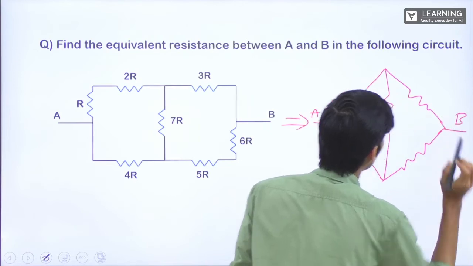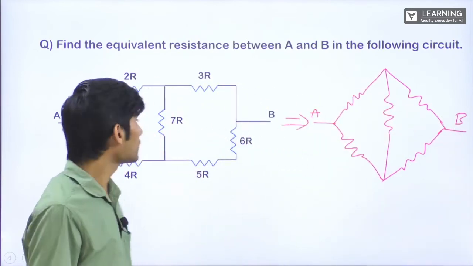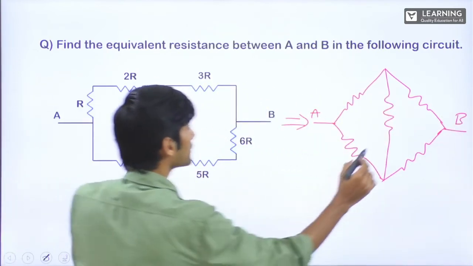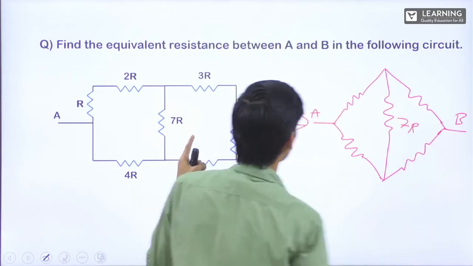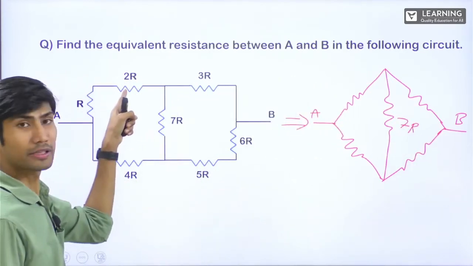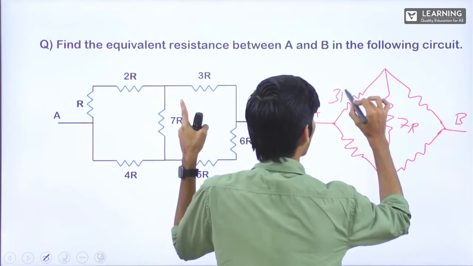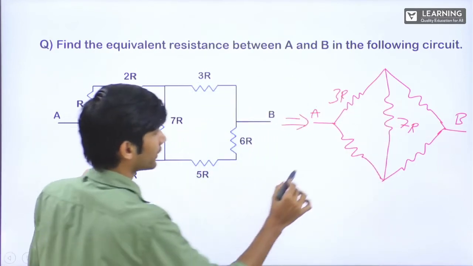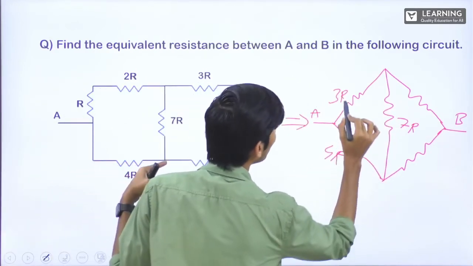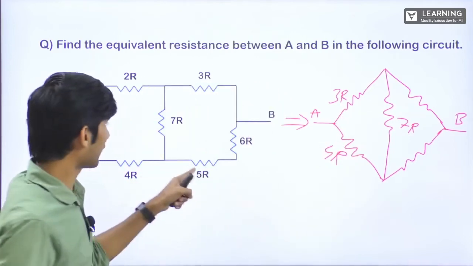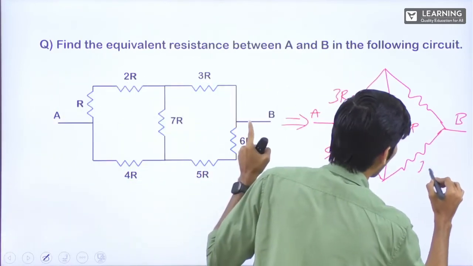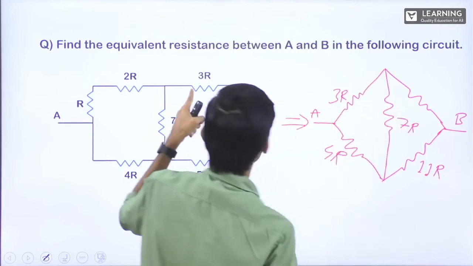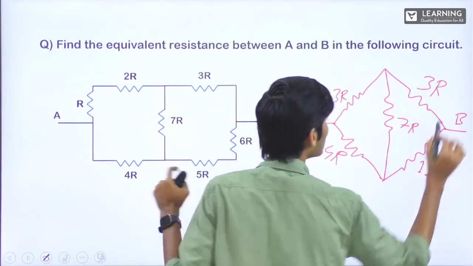This will be B. Now see, this is 7R. This 2 I have resolved, it will be 3R, right? This is already given as 4R. 5 plus 6, this is 11R. This is 3R. This will be the circuit.